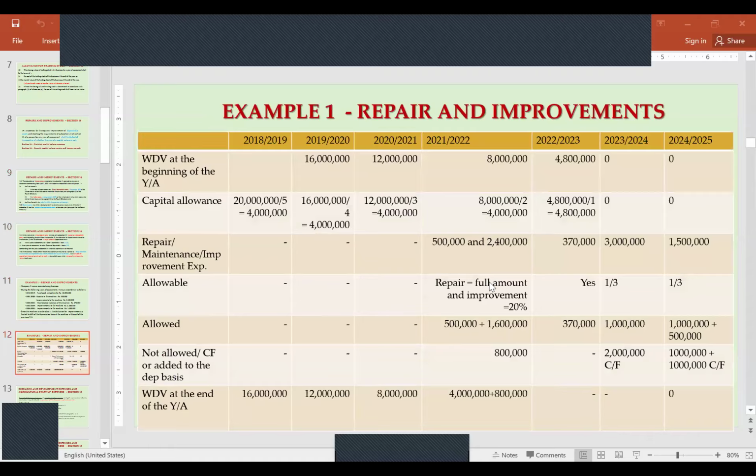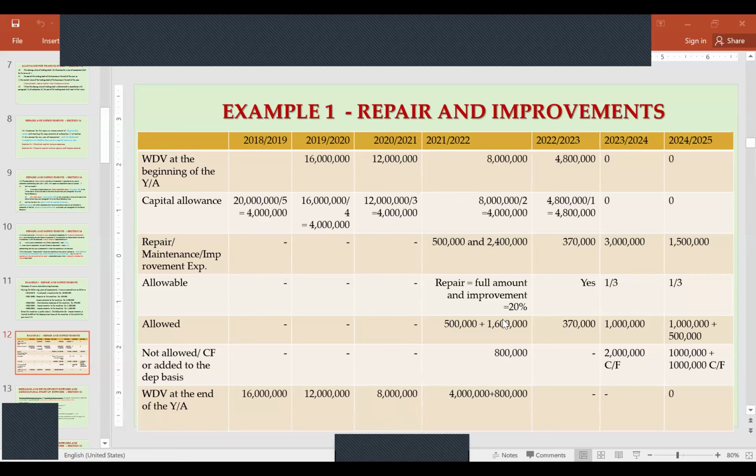Then we did it like this. If it is for a repair, that means in the 21-22 year of assessment, if that expenditure is incurred in respect of a depreciable asset, then that total amount was allowed as a deduction. But if it is for an improvement, that amount also was restricted based on the previous year written down value. So in this example, we considered the previous year written down value, then we applied 20% on that.